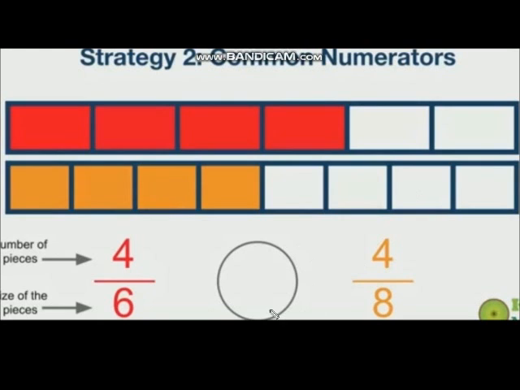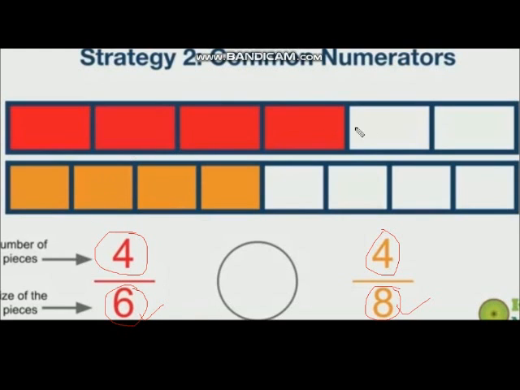Now see, if the numerators are the same, that means in the numerator the numbers are the same, but in the denominators the numbers are different. Now how to find which fraction is greater or which fraction is less than the other? So we will make strips. How? According to denominators. So here in this fraction 4 upon 6, the denominator is 6.